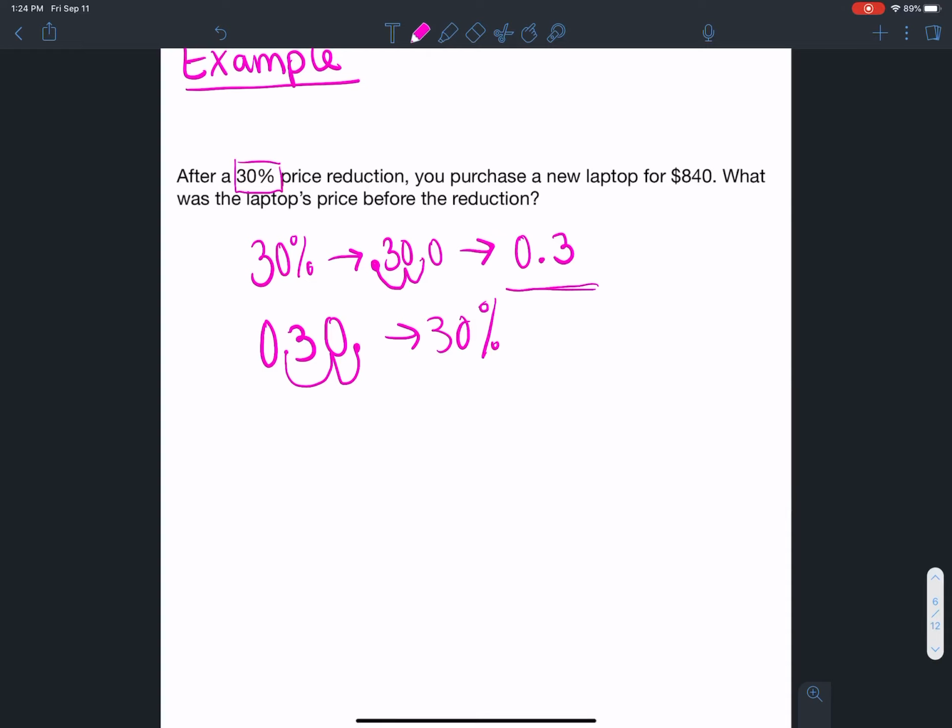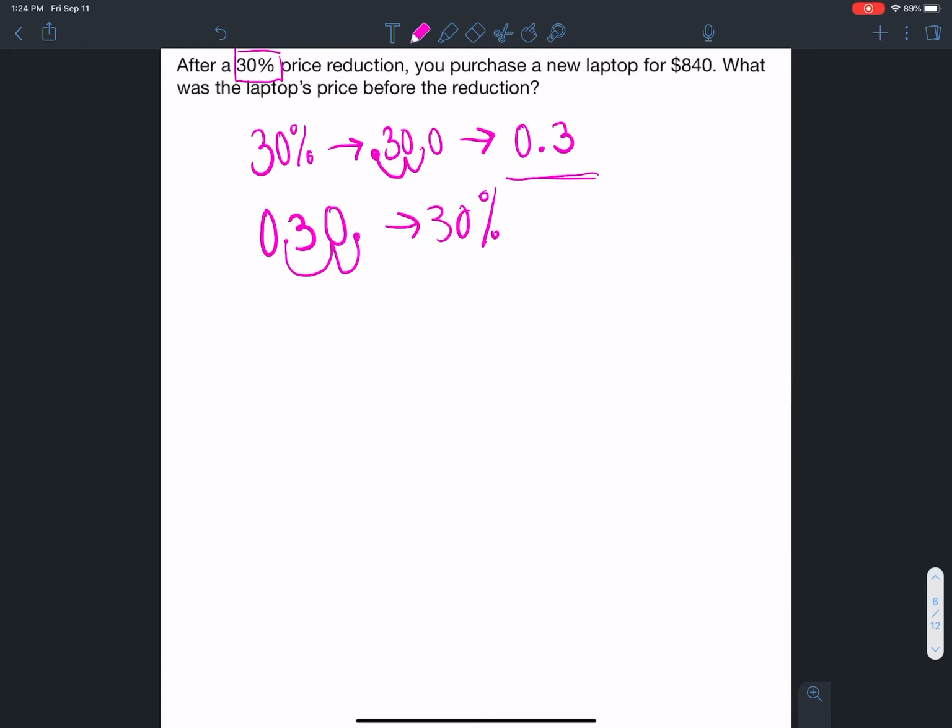So now the question asked you, what was the laptop's price before the reduction? Okay, well, we don't know the laptop's price, right? So when we don't know that number, it's unknown, we can call it X, right? And then it's reduced. Reduce means subtract, okay? And it's reduced by 30%, which we are going to put as a decimal. It's a price reduction. Remember, X is the price. This is the price reduction, so it's 0.3 times X. And that is what's going to get you $840. So now we can solve for X.